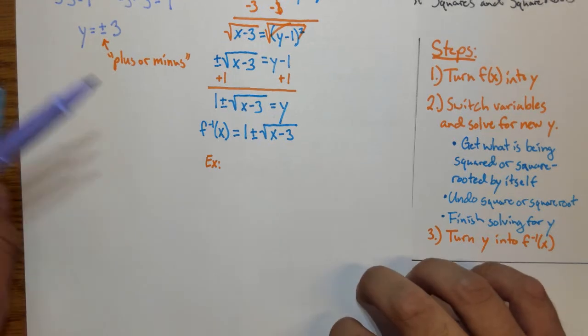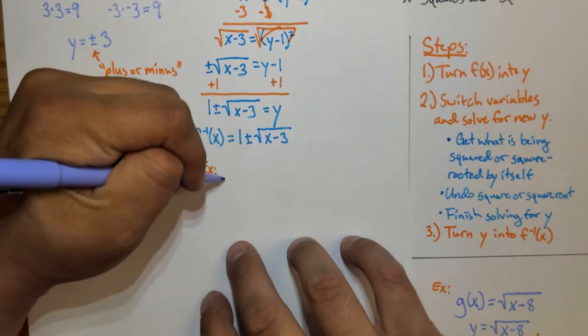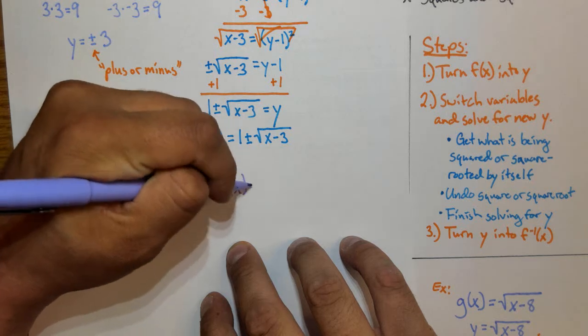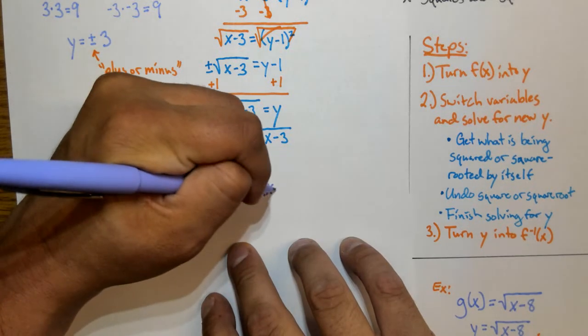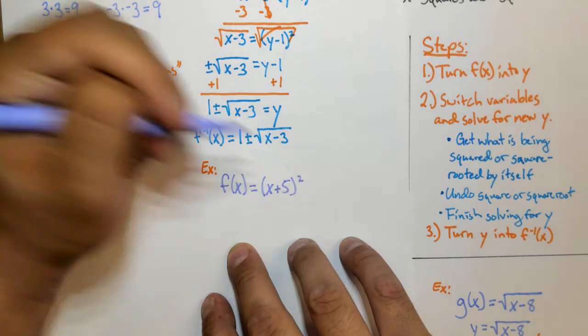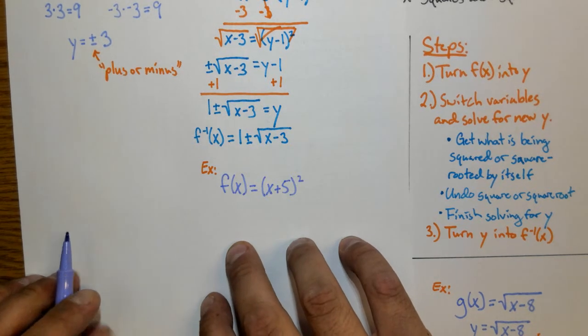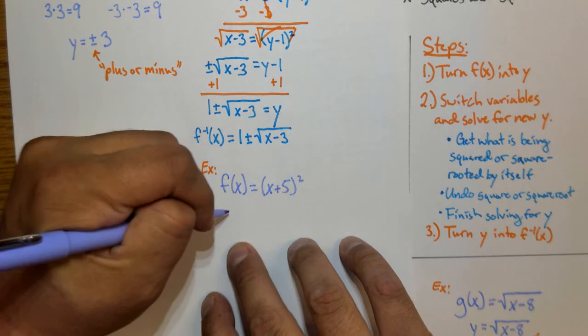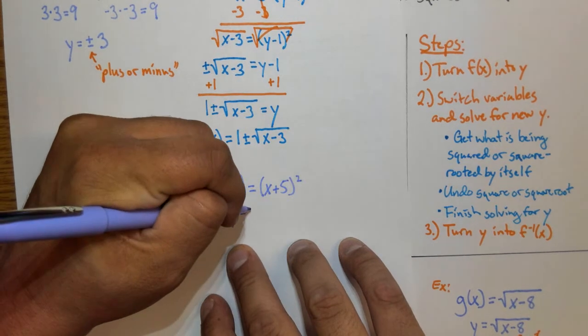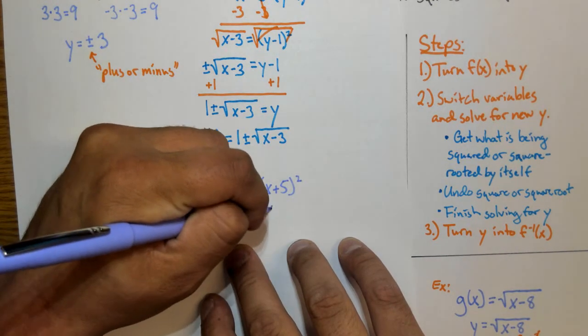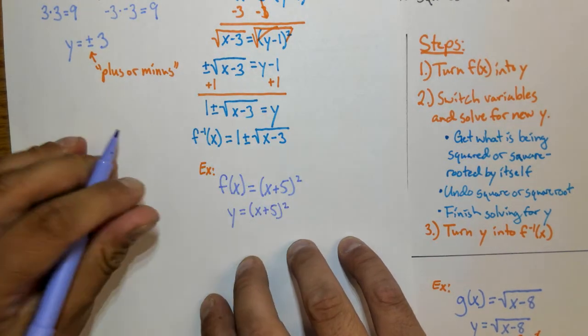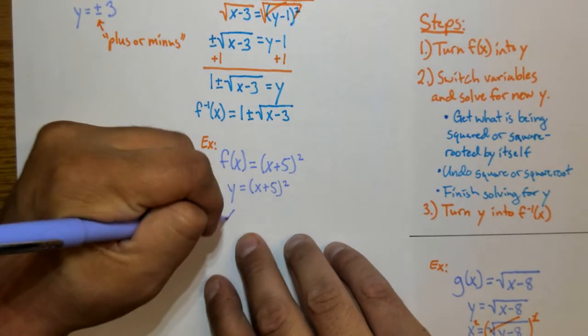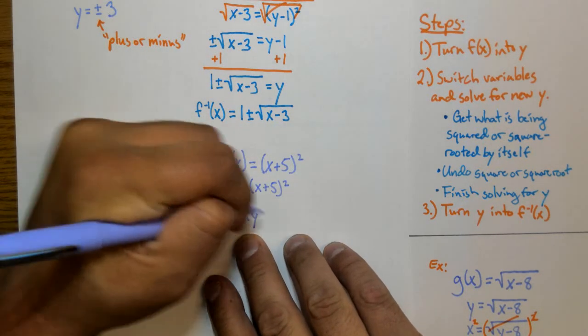Okay. All right, so let's take a look at f of x is equal to x plus 5 squared. And go through these steps. So turn f of x into y, not bad. y equals x plus 5 squared. Switch the variables now. y becomes x, x becomes y.